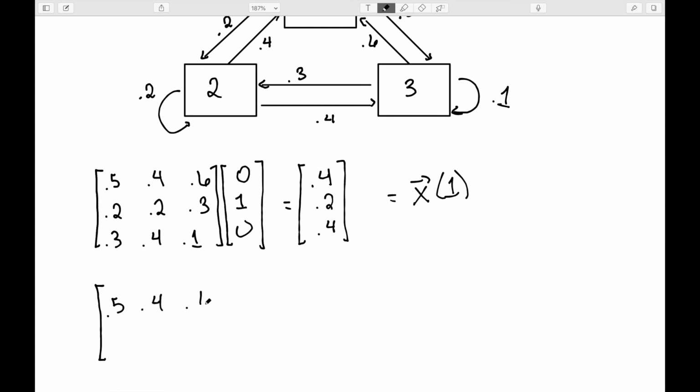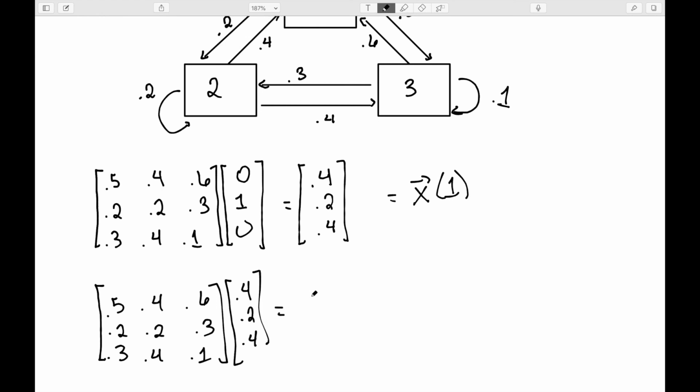If we continue this, use our same matrix, and multiply by x1, 0.4, 0.2, 0.4, we get 0.520, 0.240, and 0.240. So after 2 months, there's a 52% chance he's in Reserve 1 and a 24% chance he's in Reserve 2, a 24% chance he's in Reserve 3. And we can continue this process and continue multiplying things out.